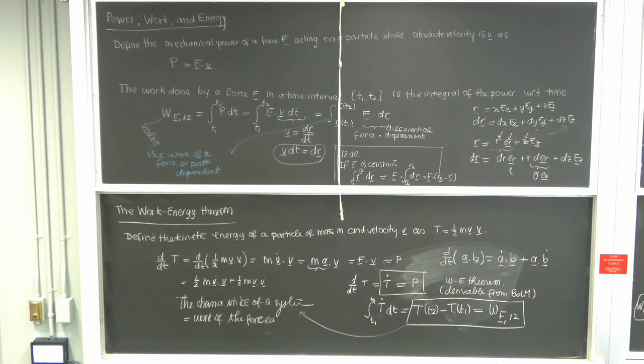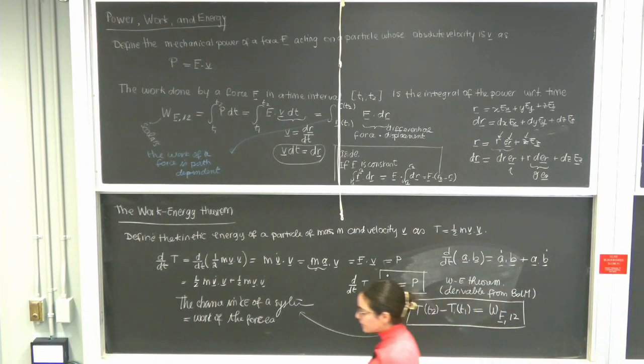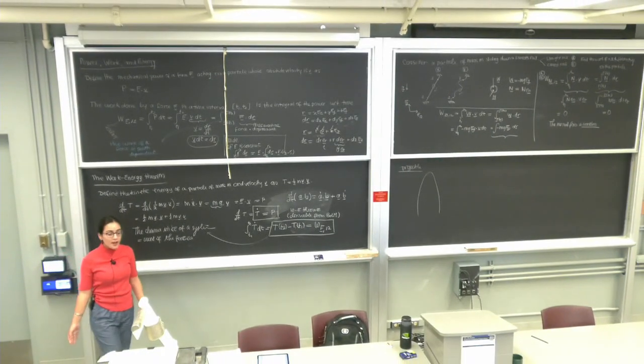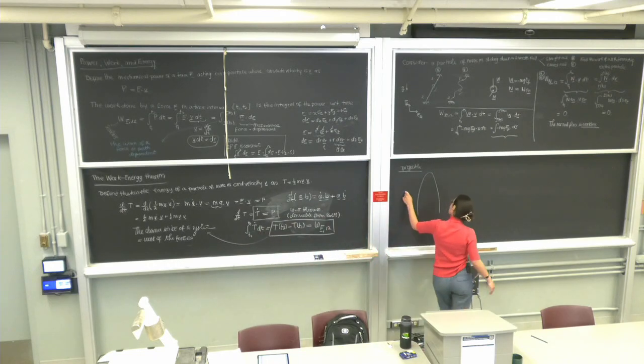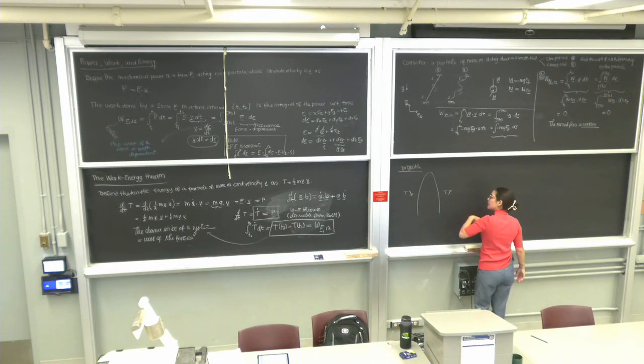Let's test this theorem. Does it make sense? Let's look at projectile motion. Consider a projectile. Is the kinetic energy of a projectile increasing or decreasing? Okay, so your friend is saying the projectile's kinetic energy is increasing on the way up, decreasing on the way down. Is that true? Other way. The kinetic energy is decreasing on the way up and increasing on the way down.